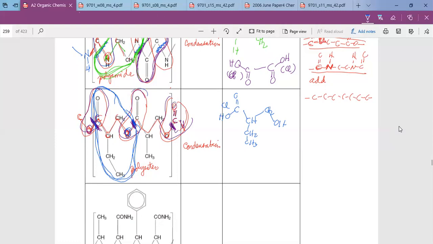Now the second one. Go down here. Go down here. Go here. To here. Again, this whole thing. This is the second monomer. Got it? Here. Break here then.